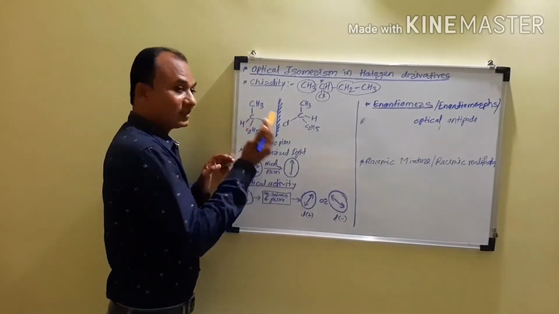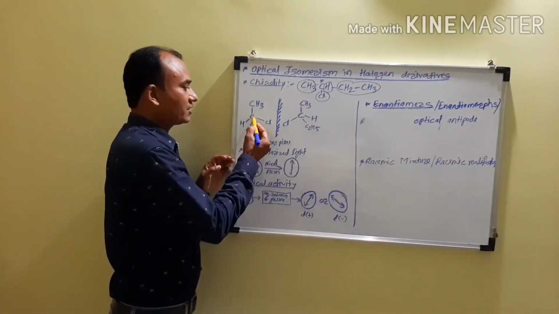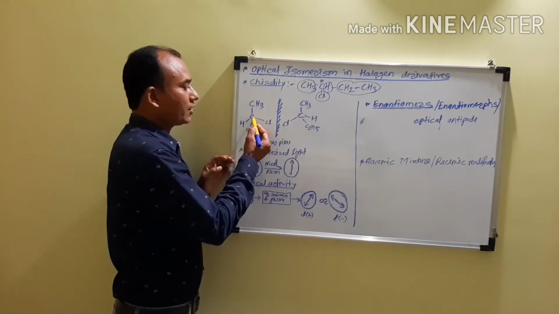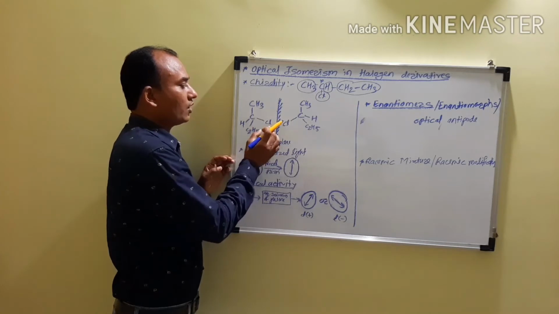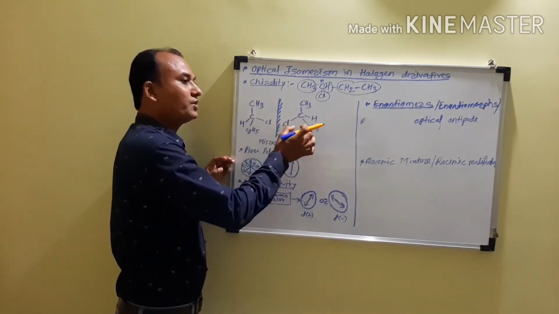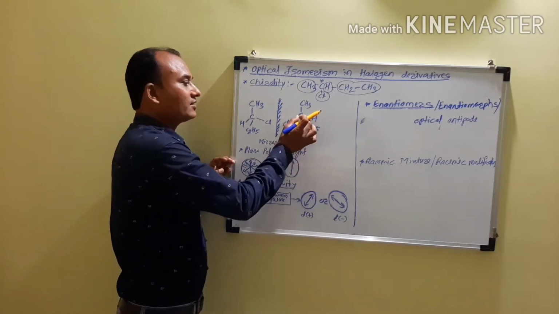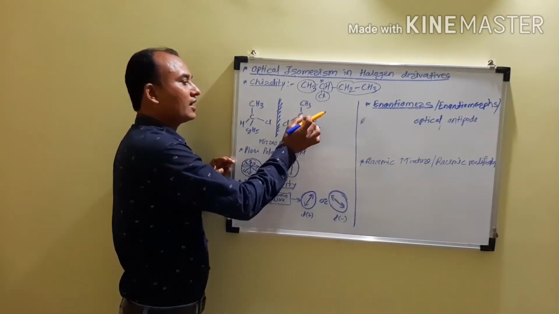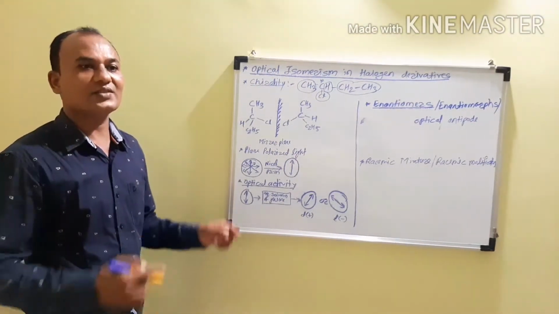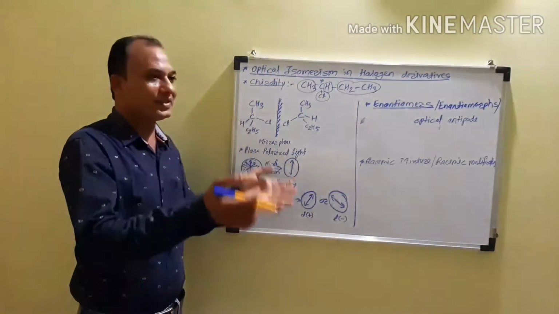Now what is the spatial arrangement? When we consider this example of 2-chlorobutane, at this carbon atom the chlorine is attached on the right hand side. But when we take the other isomer of this 2-chlorobutane, in that case on the right hand side of this chiral carbon atom there will be a hydrogen. It means the spatial arrangement around the carbon atom is different.